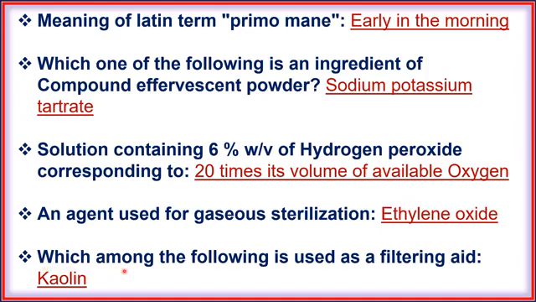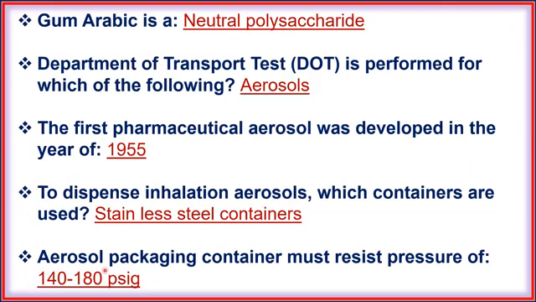Next, which among the following is used as a filtering aid? That is kaolin. Next, gum arabic is a neutral polysaccharide. Next, the Department of Transport test is performed for which of the following aerosols? Next, the first pharmaceutical aerosol was developed in the year 1955.